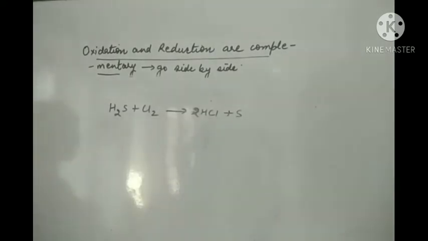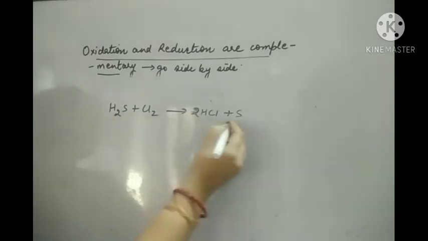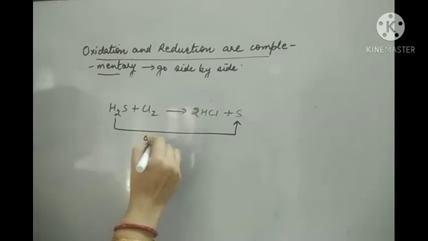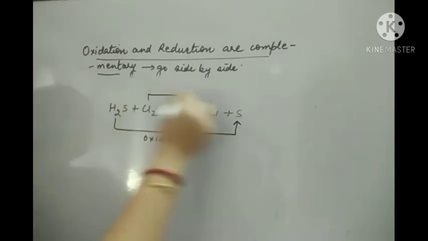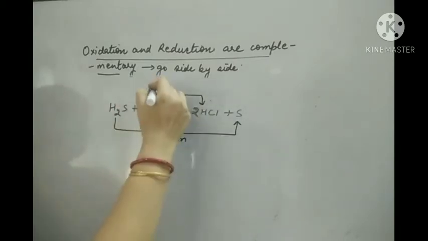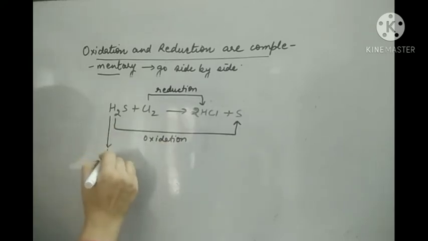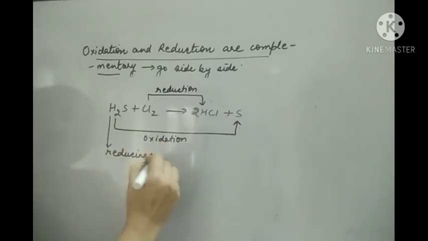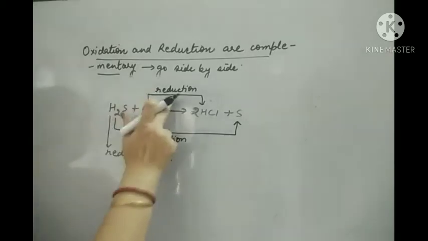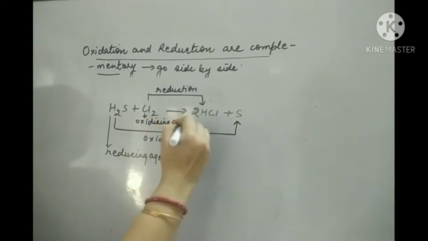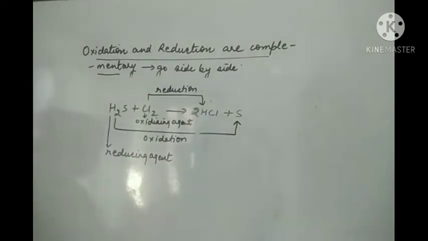Now we'll take two more examples. H2S plus Cl2 gives 2HCl plus S. H2S is changed to S. Now hydrogen is removed, so this process is oxidation. Now Cl2 is changed to HCl. Now in this hydrogen is added, so this process is reduction. The substance undergoing oxidation is known as the reducing agent. So the reducing agent will be your H2S, and the substance undergoing reduction is your oxidizing agent. So if any reaction is given to us, we can predict four things: oxidation, reduction, oxidizing agent and reducing agent. Okay.